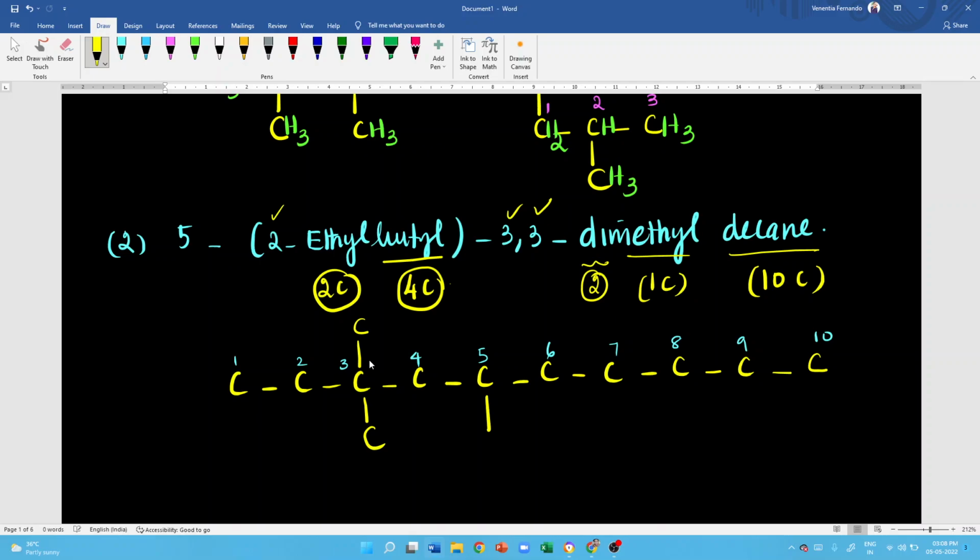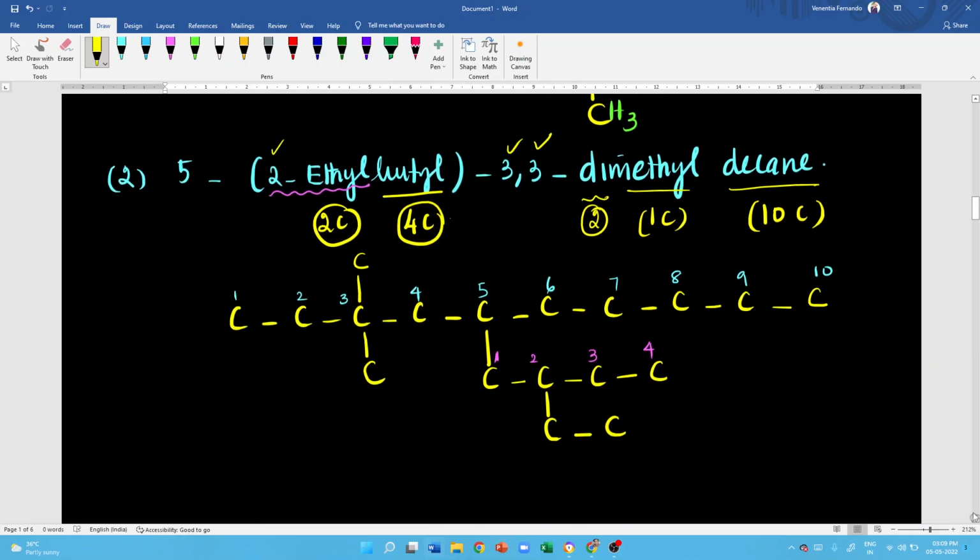In fifth position, I have a butyl group. Butyl means 4 carbons. In that butyl, next I have to number this. So the carbon attached to the fifth carbon is numbered as 1. And this is 2, 3 and 4. In this butyl, in the second position, I have a ethyl group. So second la oru ethyl. Ethyl na 2 carbon. That's all. So this is the structure.